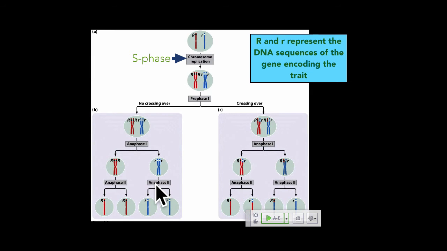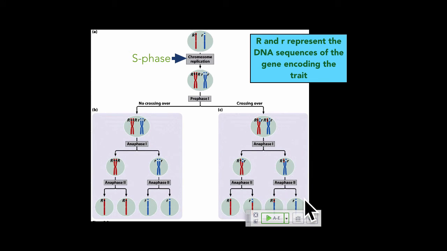Meiosis two is essentially a mitosis. And now you have the four 1N cells. So these are the four gametes. They could be egg, they could be sperm. 50% have the big R allele, 50% have the small R allele. Okay? Now, what happens if you have genetic recombination? So you have crossing over. So now you have the big R allele here and the small R allele here. We'll go through all this in some detail later on.